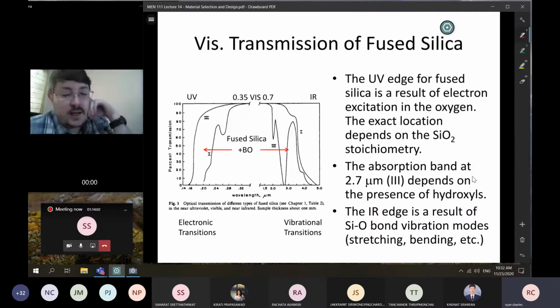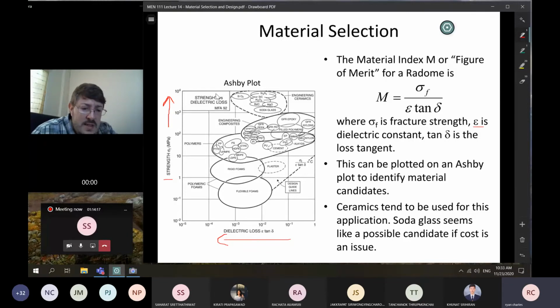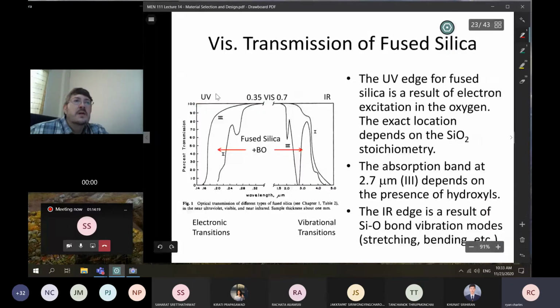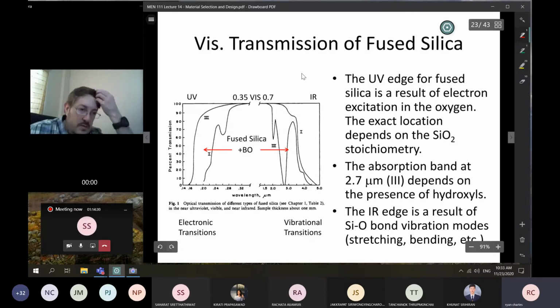So we saw that something like fused silica here is pretty close to where we might want to go, right? Maybe we want to lower the loss, because it's strong enough, but it's a little lossy. What's impacting transmission through silica? And this would be an example for visible light, right?